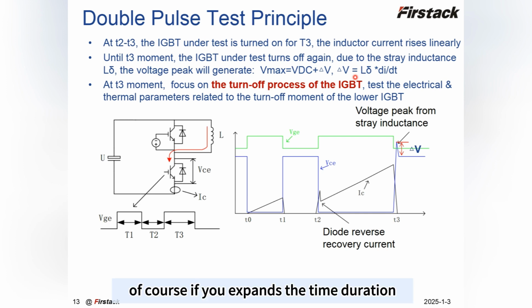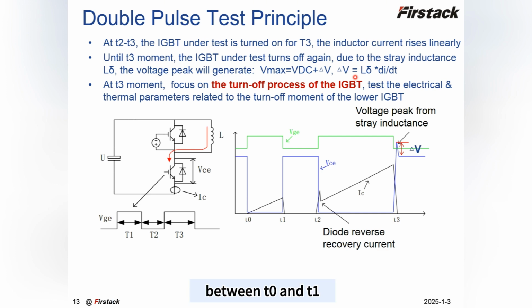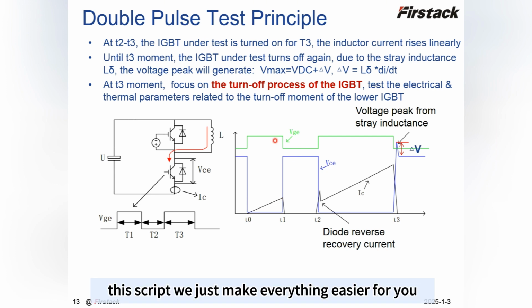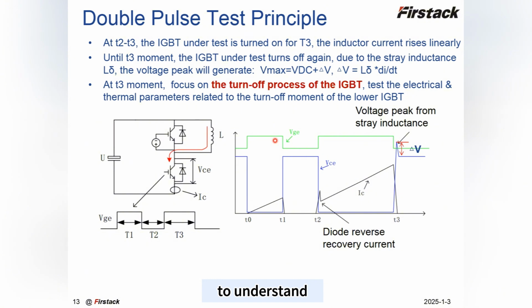Of course, if you expand the time duration between T0 and T1, which means we let our current rise continuously in this first on stage and you turn off the IGBT, you will also see this spike in the first on process, because your current is much higher. This is what you can see in the real test. But in this presentation, in this script, we just make everything easier for you to understand.